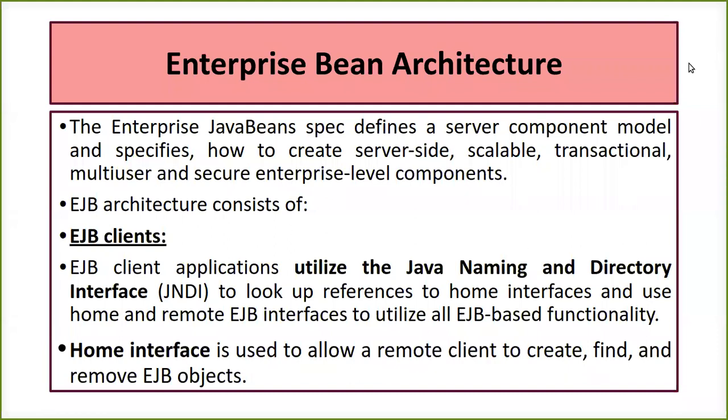So for that need, an enterprise architecture needs to have multiple things. An EJB architecture should consist of certain things that we will see one by one. It must have the EJB clients, as we know. Okay, so it is completely an option.